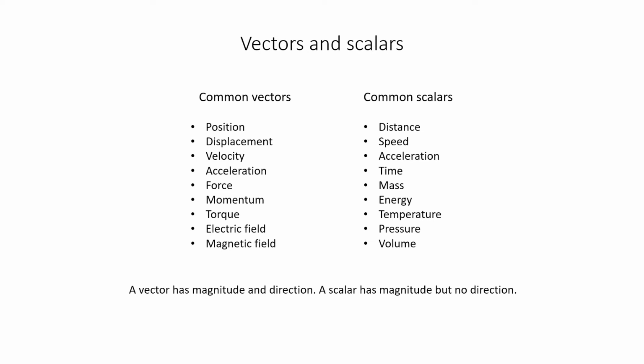Common vectors and scalars. So common vectors: position, displacement, velocity, and acceleration. Those are vectors we'll talk about today. Some other vectors include force, momentum, torque, electric and magnetic fields. Scalars, like distance, speed, and acceleration. Notice I have acceleration on both of these lists. That's because there's not a special word for the vector acceleration.